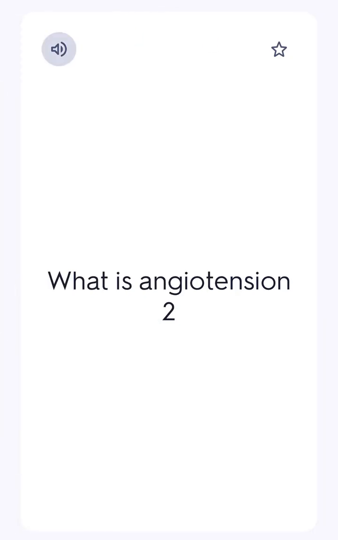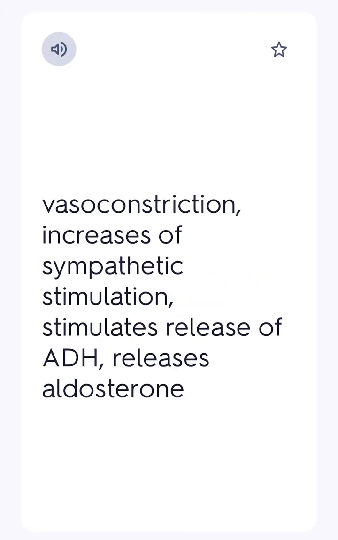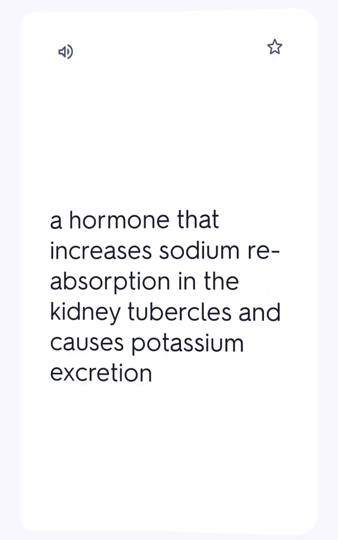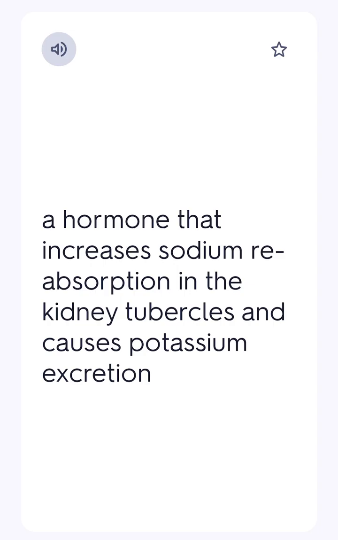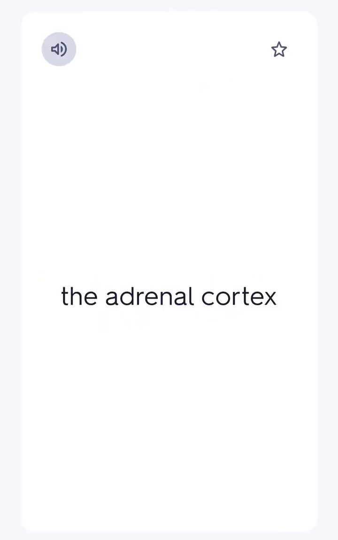What is angiotensin 2? Vasoconstriction, increases sympathetic stimulation, stimulates release of ADH, releases aldosterone. What is aldosterone? A hormone that increases sodium reabsorption in the kidney tubules and causes potassium excretion. Where is aldosterone secreted from? The adrenal cortex.